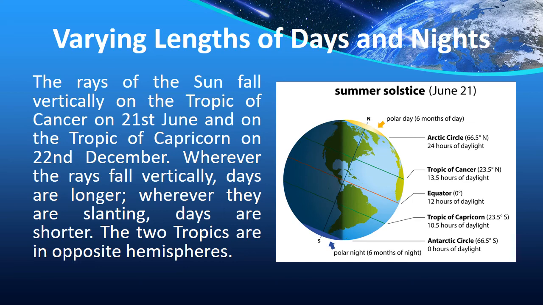Now look at the diagram here. This is the diagram of 21st June. At that time the angle of the earth is like this. On the Arctic Circle we are giving a straight line. On the Tropic of Cancer, Tropic of Capricorn and Antarctic Circle, you can see how the sun rays are falling, and because of that we have different lengths of days and nights. Even when you measure the sunrise and sunset in the homework given to you, you will see this difference. Because of this rotation only, we have different lengths of days and nights.